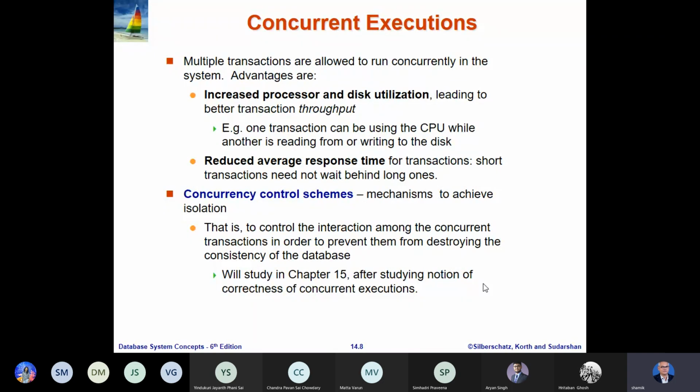We know that if there is a small task and it is unnecessarily waiting behind a lot of long tasks, the average response time is going to increase. And if you allow concurrency, then you get overall better response time.